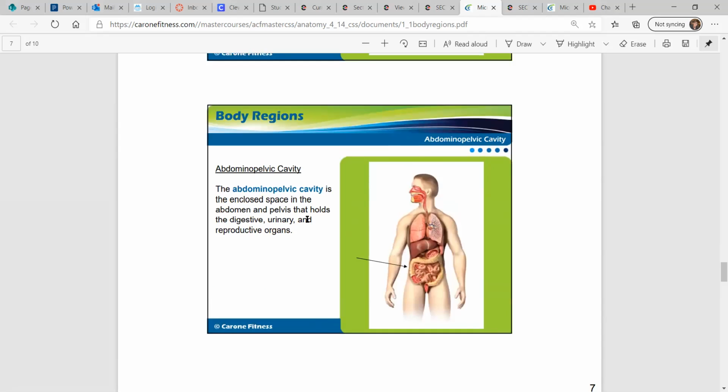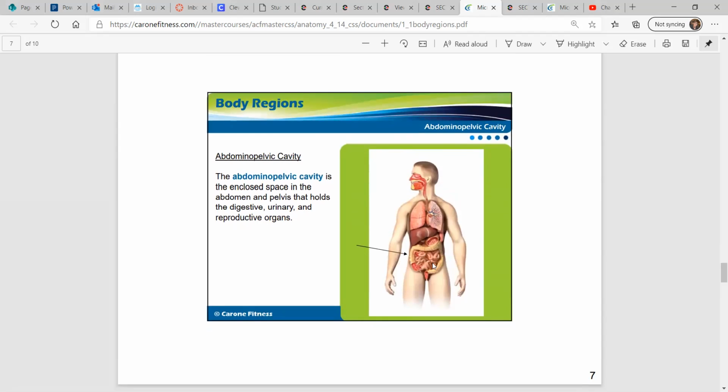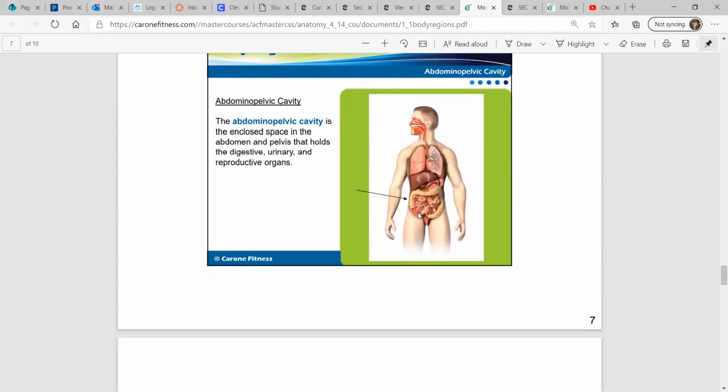Fun fact. And now this lower cavity, the abdominopelvic cavity, that is near your abdomen and pelvis. And here lies the digestive, urinary, and reproductive organs. So there's a lot going on in this cavity.